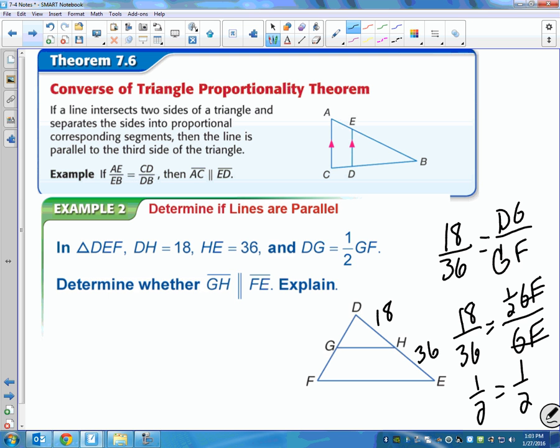We kind of just did a proof without describing every step. If we can prove that these ratios of the sides are the same, then we have proved that these two lines are parallel. So we can say, yes, explain. This work is kind of the explanation, but I'm going to just say yes because sides are proportional.